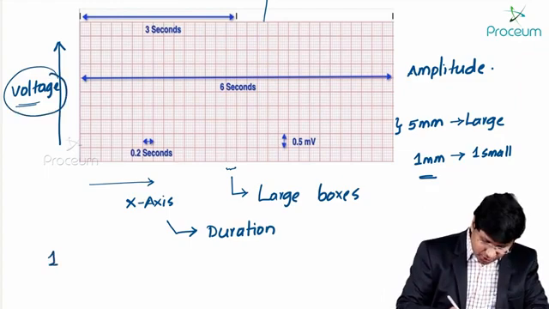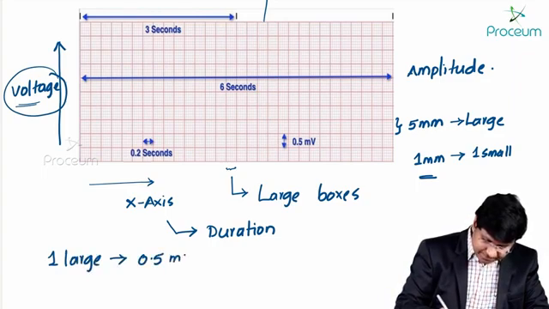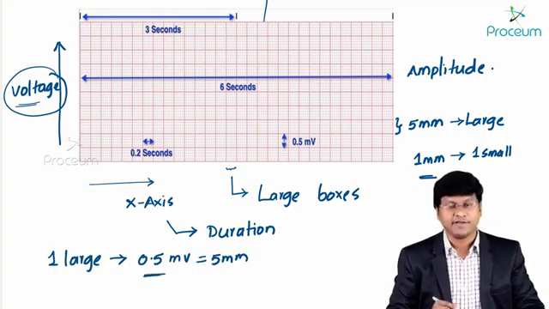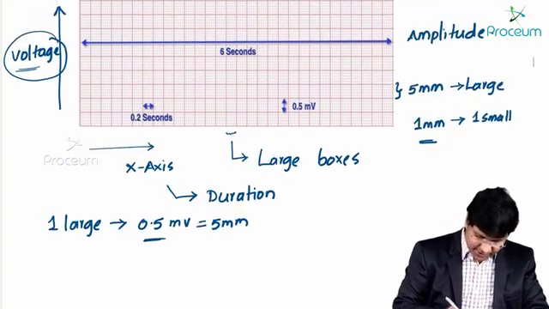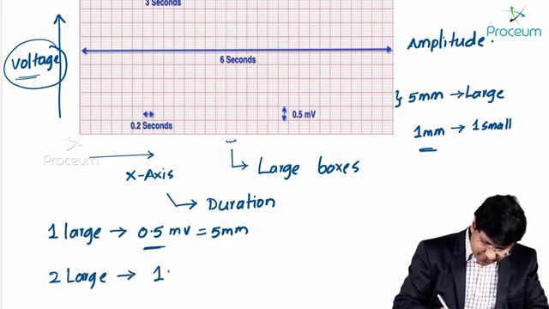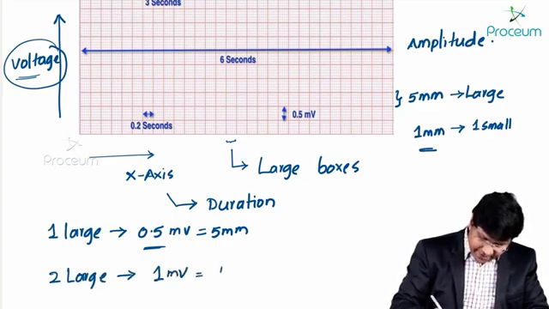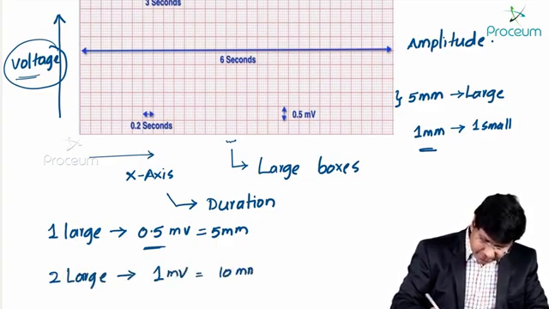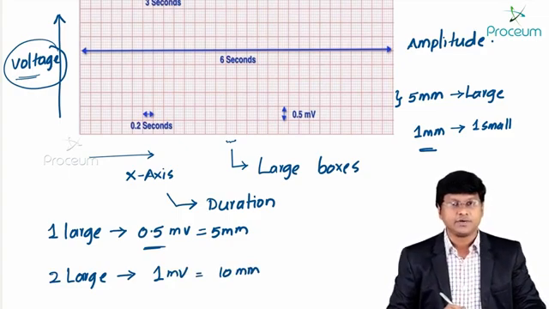Now 1 large box is equal to 0.5 millivolts. That means 5 mm is nothing but 0.5 millivolts. Whereas 2 large boxes will be equal to 1 millivolt. That will be equal to 10 mm.